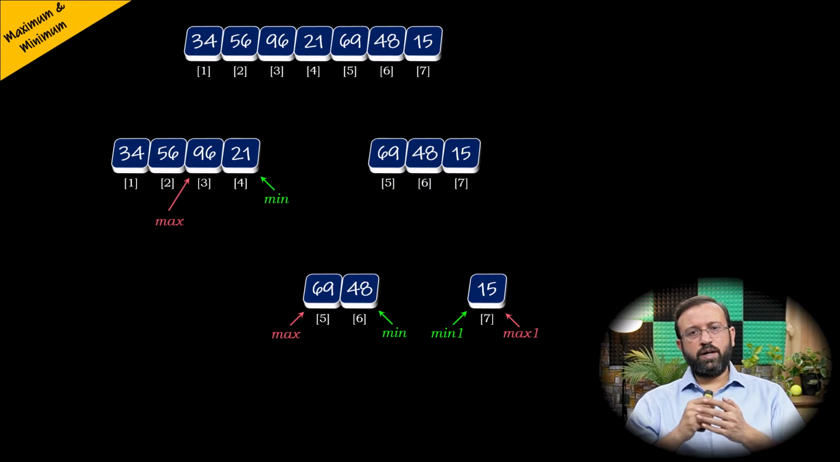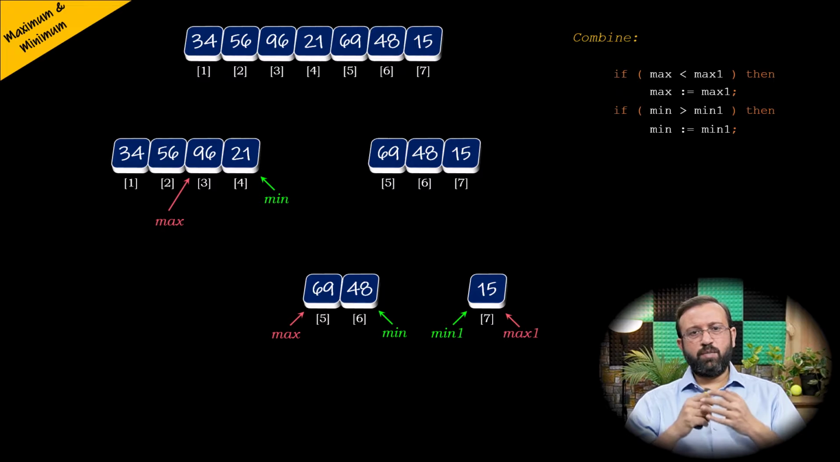Now again, according to divide and conquer approach, we have divided the problem into smaller subproblems and solved the smaller subproblems individually. Then we need to combine the solutions of the smaller subproblems. So when we combine the solutions, we will compare max from left subarray with max1 from right subarray. If max is smaller than max1, then we will make max1 as max, otherwise max is greatest. In the same way, we will compare min from the left subarray with min1 from the right subarray. If min is greater than min1, then we will make min1 as min, otherwise min is the smallest.